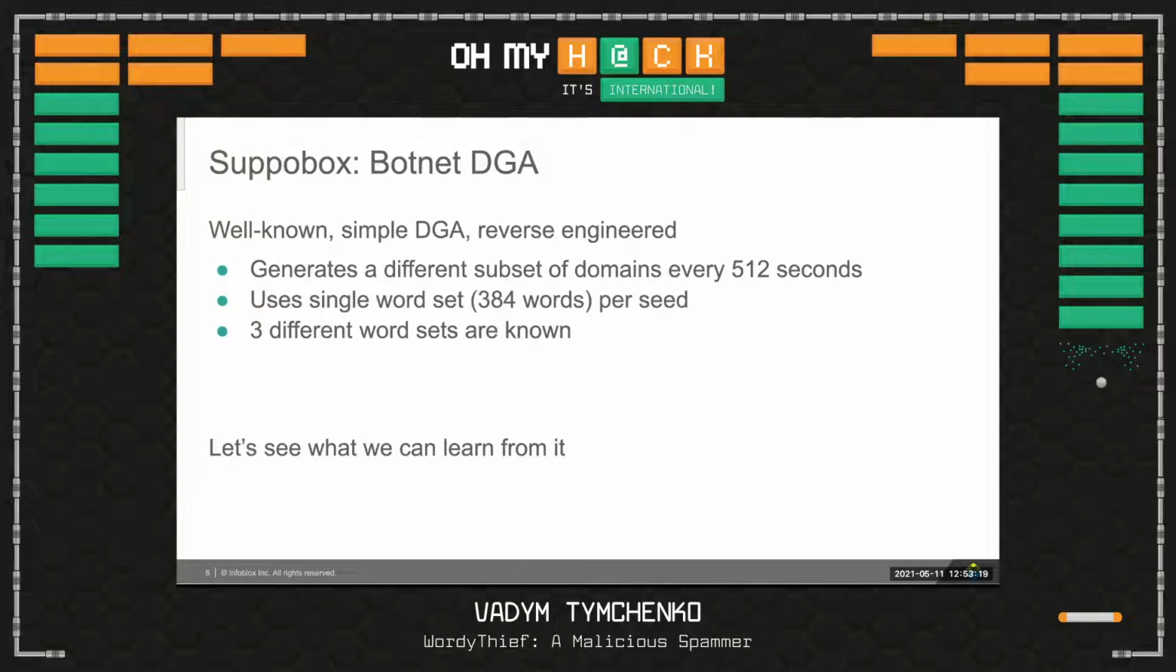Let's consider a very concrete example, Suppobox. Suppobox is a very well-known simple DGA. It's completely reverse engineered and understood. It generates a different subset of domains every 512 seconds. It uses a single word set per seed, and the word set consists of 384 words. There are 3 different word sets known in the wild. Let's see what can be learned from it.